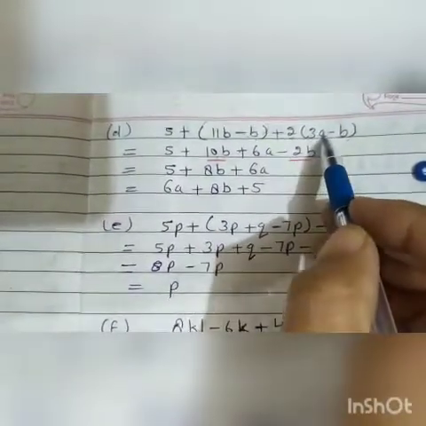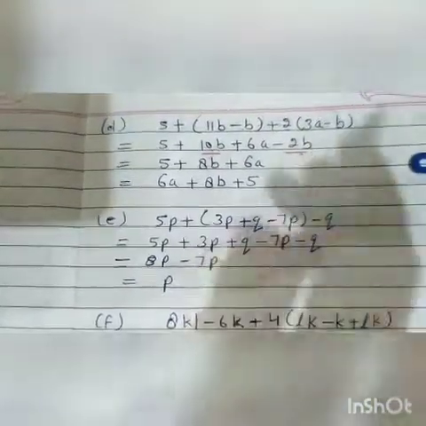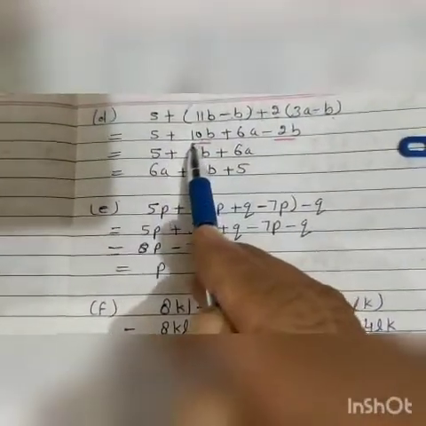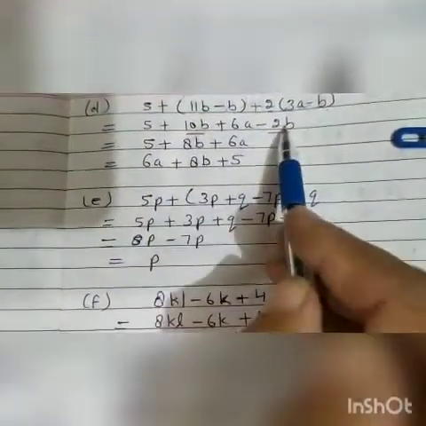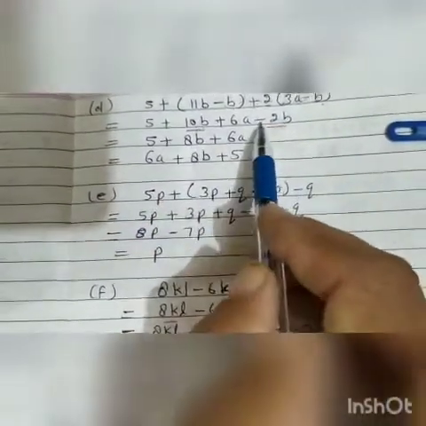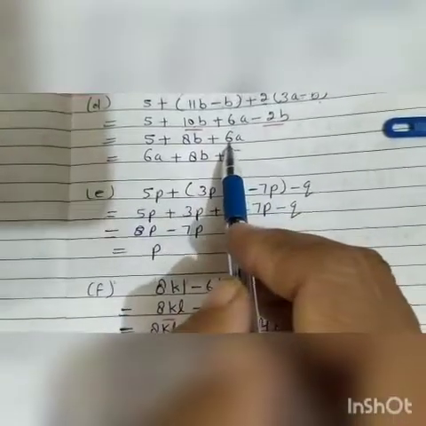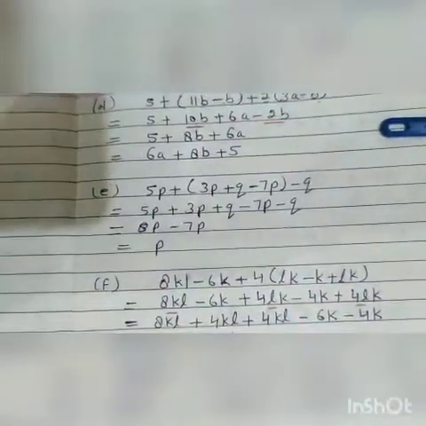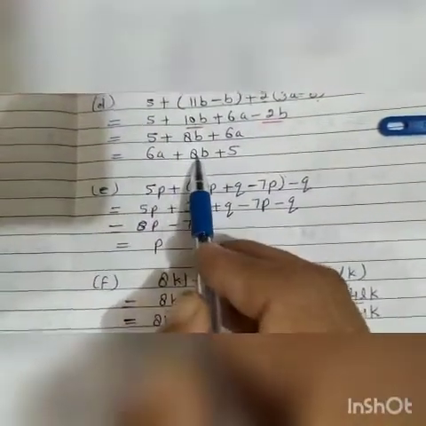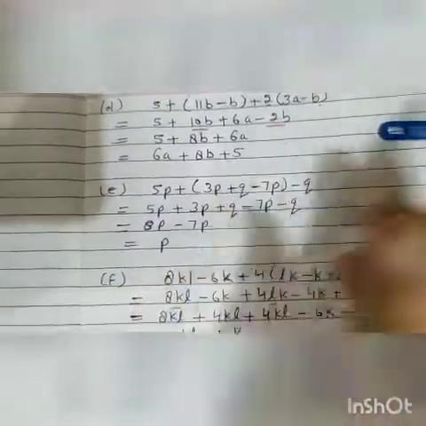So 2 times 3a is 6a, minus 2 times 1b is 2b. Now 5 plus this 10b minus 2b. These are two like terms. So simplify it. It is plus 10b minus 2b. So it will be plus 8b plus 6a. Now write it again alphabetically. We will write this plus 6a first, then plus 8b, then plus 5 as constant term.